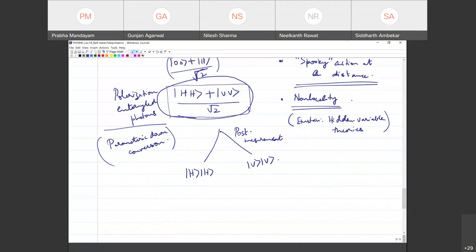Until you do the measurement, they continue to be entangled, okay? And while they are entangled, they can be used to do interesting tasks, and that's what I want to come to next, which is quantum teleportation. Any further questions?